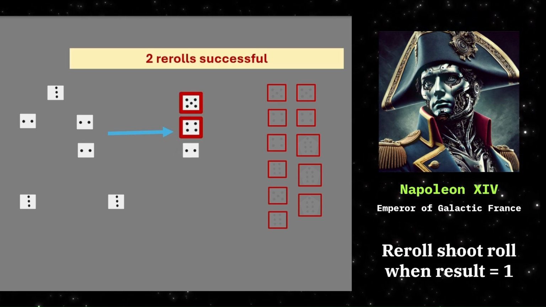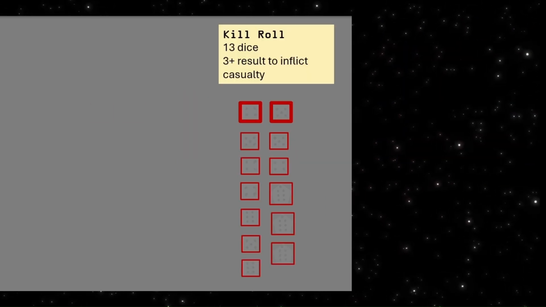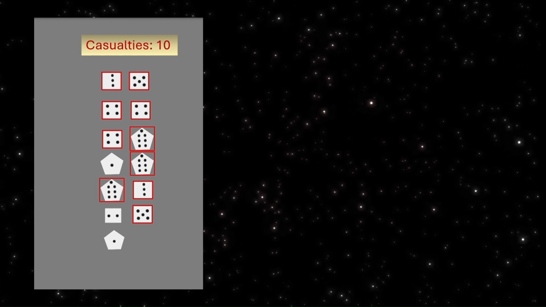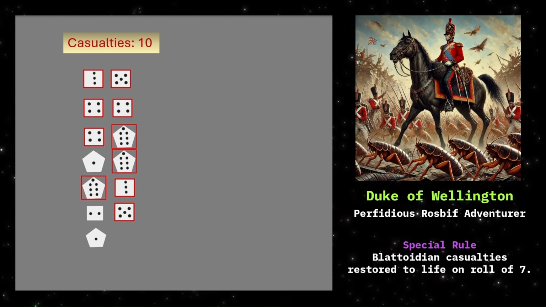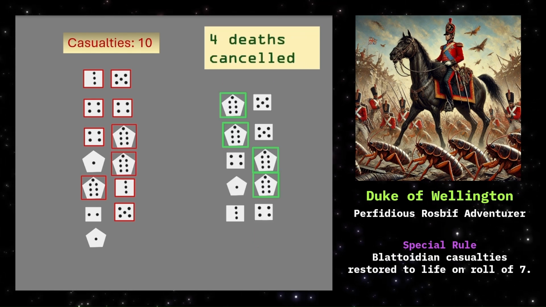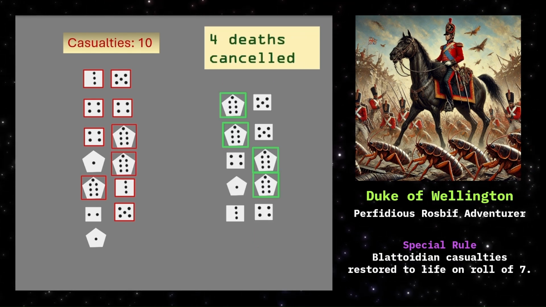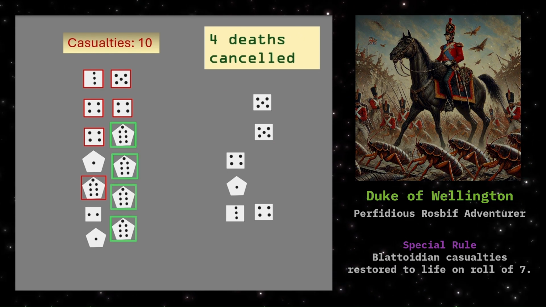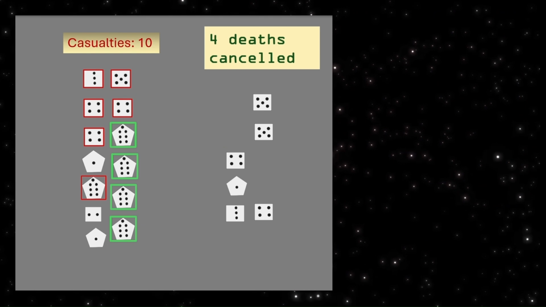For the kill roll, any die that scores 3 or more removes 1 Blatoidian from the enemy unit. However, the Blatoidians are under the command of the Duke of Wellington, who has a special rule. For each bug killed, roll a die. If it's a 7, cancel the death and keep it in play.